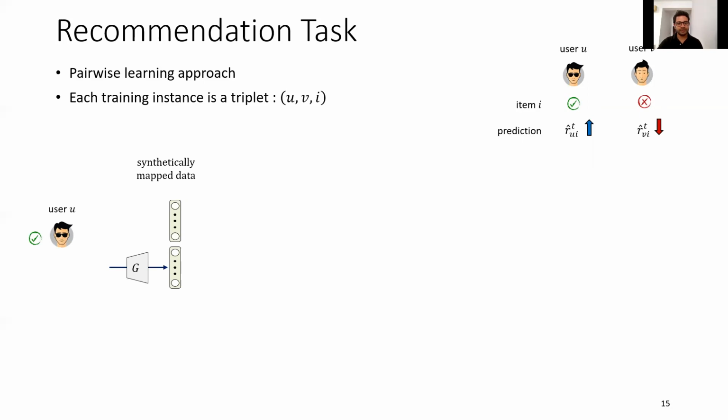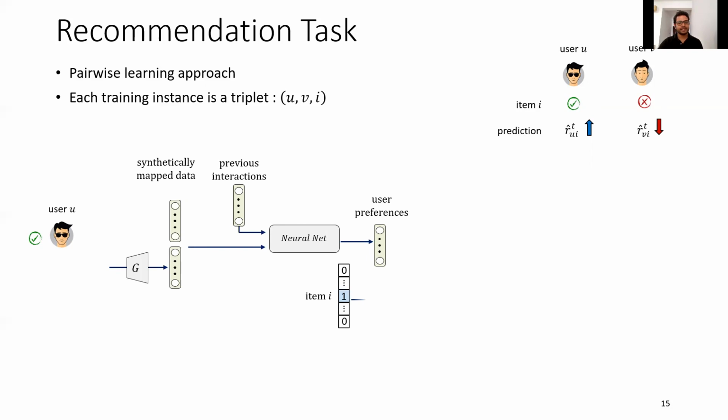Now let's look at the recommendation architecture. First, we generate the missing preferences for user U. So we have his source and target network preferences here. Additionally, we also use his previous interactions because it encodes the user's overall preferences. Then we use a neural network architecture to obtain current user preferences based on these inputs. Then we also learn an item embedding. Once we have this item embedding as well as the user preference vector, we take the inner product between these two to get the predicted value for user U.